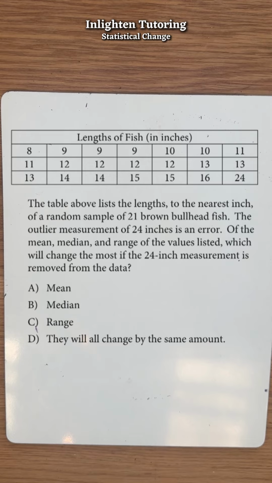The table above lists the lengths, to the nearest inch, of a random sample of 21 brown bullhead fish. The outlier measurement of 24 inches is an error. Okay, so I'm going to focus on that. Of the mean, median, and range of the values listed, which will change the most if the 24-inch measurement is removed from the data?